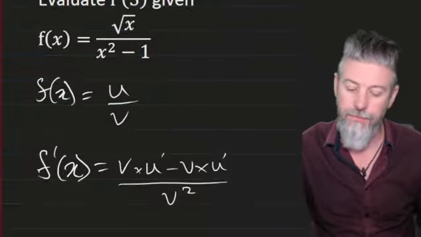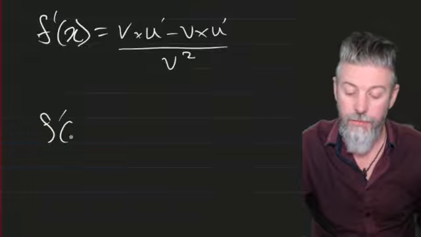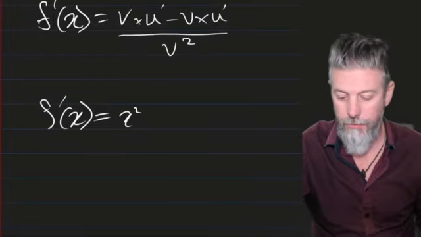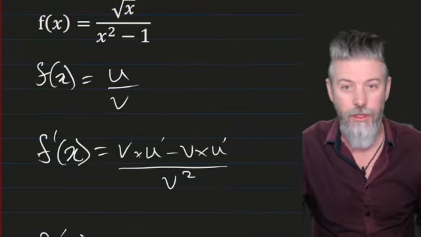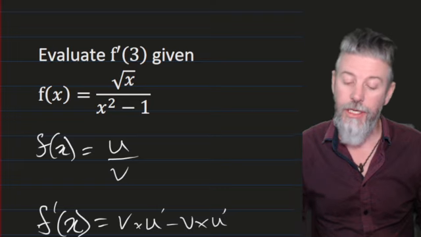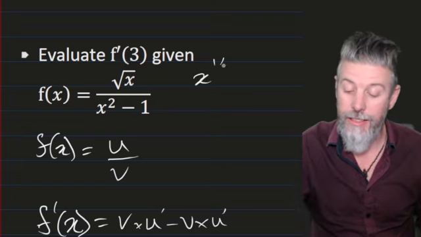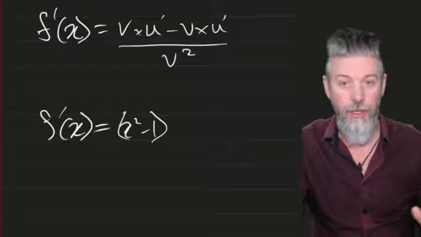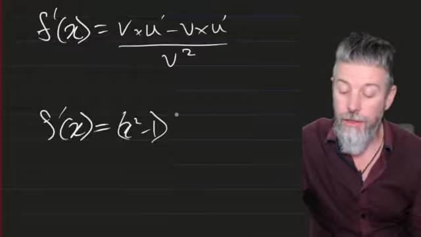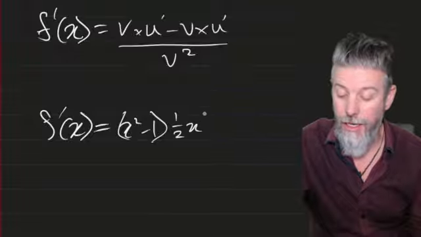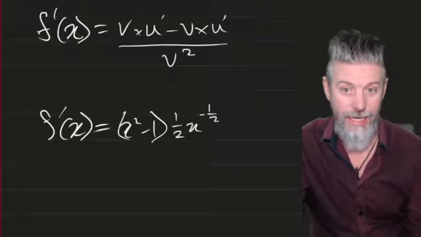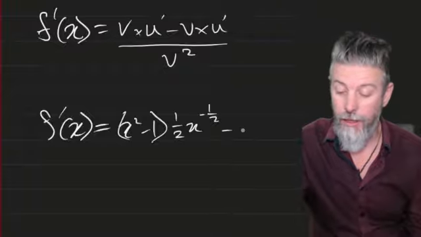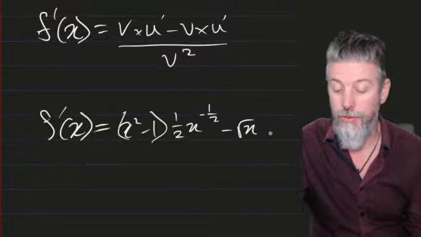x squared minus 1. Okay, so our derivative is going to be the bottom, so x squared minus 1, times the derivative of the top. Now we've done the derivative of root x before. An easier way to deal with root x is to think of it as x to the power of a half. So the derivative of that, I'm just going to put this in brackets because it's multiplying two terms. It's the power times the front, drop the power by 1. So a half minus 1 is -1 on 2. Minus the top, so our root x, times the derivative of the bottom.